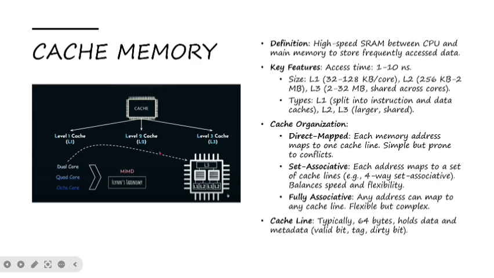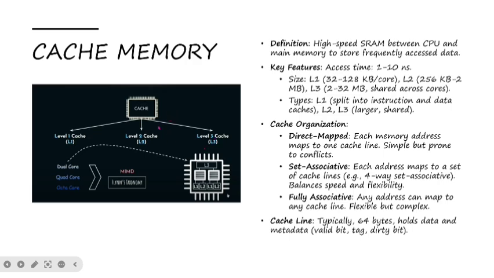As the level number increases, size increases, and speed decreases. As I said, level 1 is very small but very fast. Level 2 is larger than level 1, and its speed decreases, so it is slightly slower. And level 3 is the largest and the slowest among the three. So the size has increased to the largest, and the speed has decreased to the slowest.